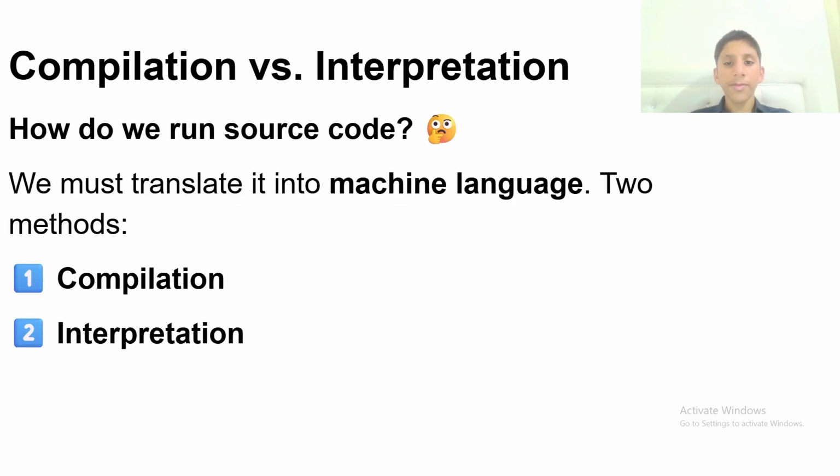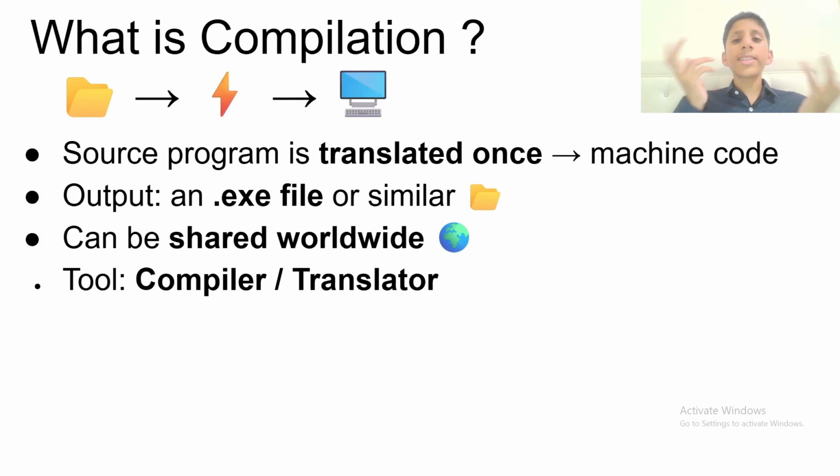All right, compilation versus interpretation. How do we run source code? We must translate it into machine language. There are two methods, compilation and interpretation. So what is compilation? The source program is translated once. The output is a .exe file or similar, and it can be shared worldwide. And here the tool that we use is a compiler or a translator.